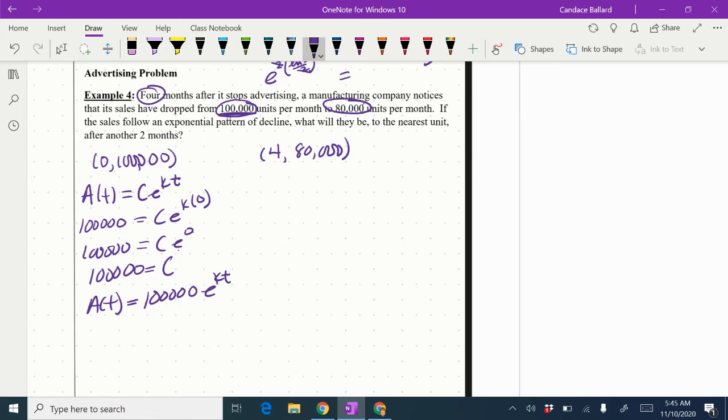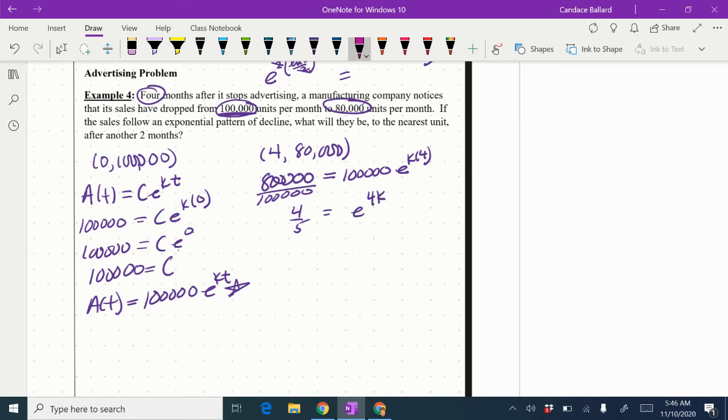Now I need to solve for K. That's where the second point comes in. I'm going to use this new equation and plug in 80,000 for the Y value: 80,000 equals 100,000 E to the K times 4. I am going to move my 100,000 to the other side by dividing by 100,000. When I reduce that fraction, I get 4/5 equals E to the 4K.